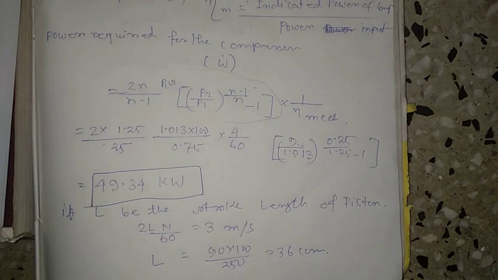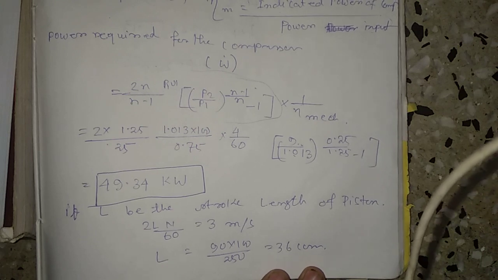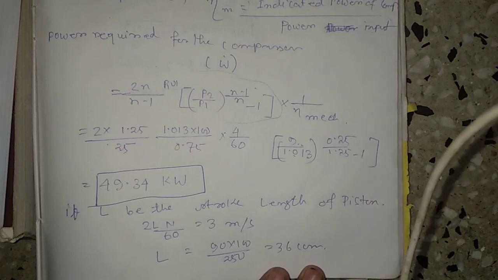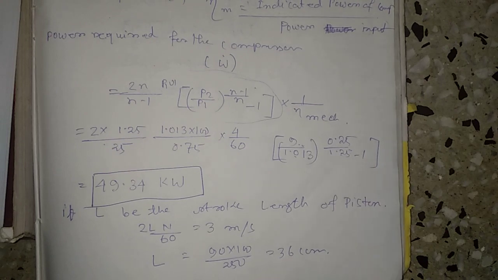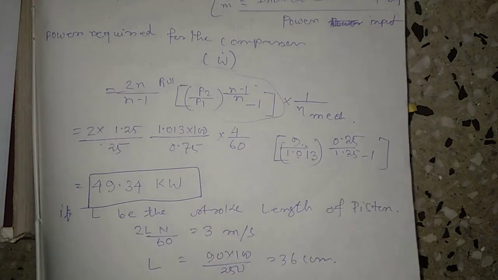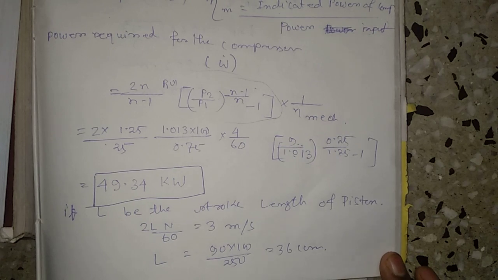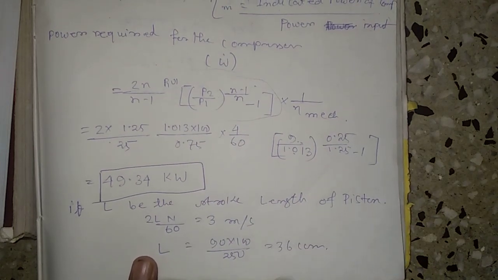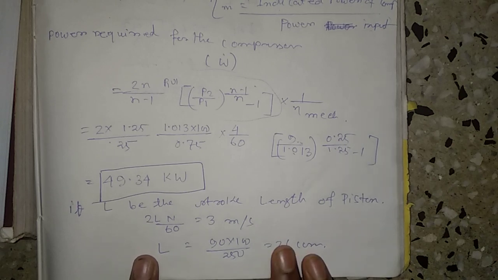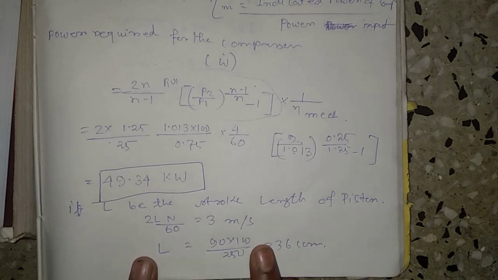And the second part of the numerical is the bore and the stroke of the compressor. You have to calculate the bore and stroke. Stroke means the length the piston travels from top dead center to bottom dead center, which will be calculated. When you calculate the stroke, use the value of the piston speed, which is given as 3 meter per second.